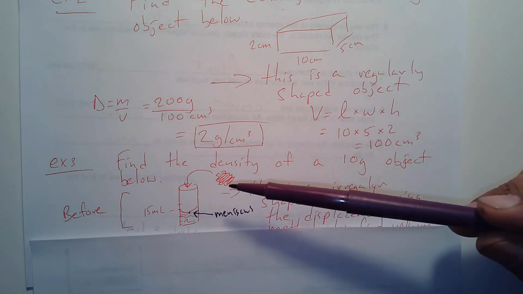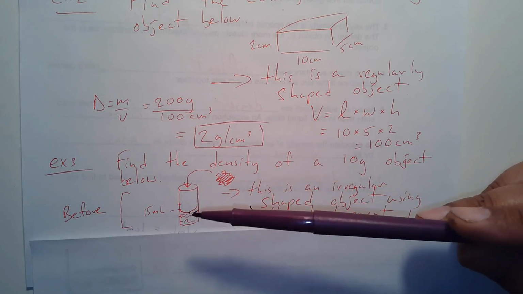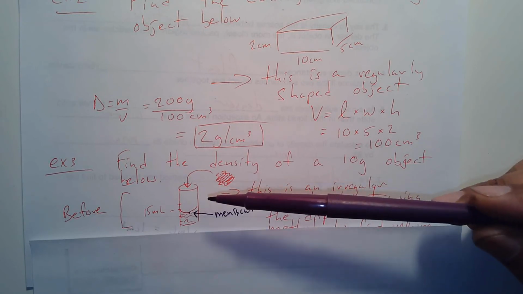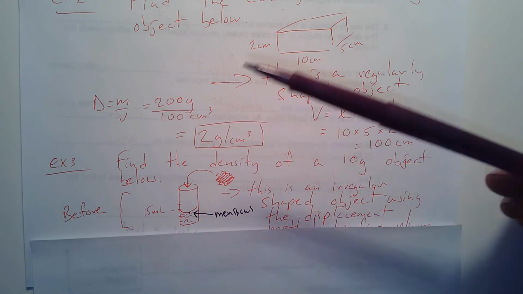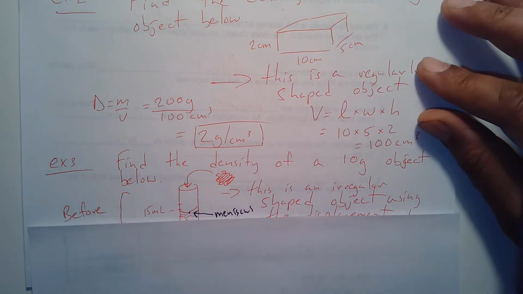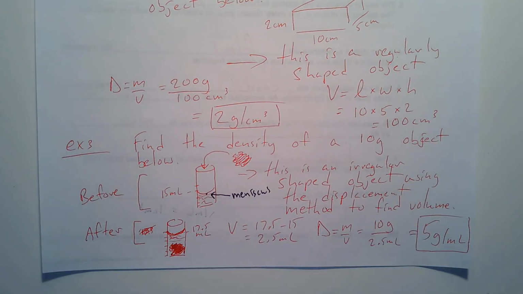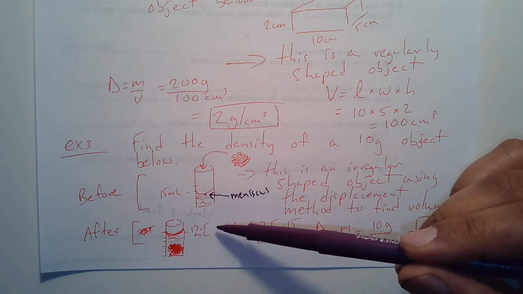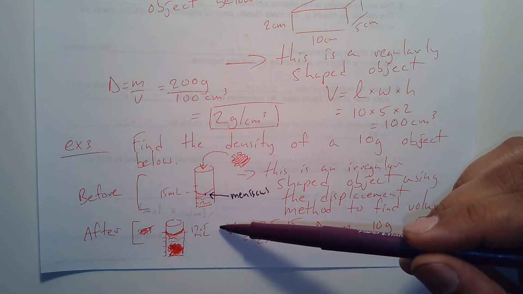So you take this irregularly shaped object, and you put it into this container that already has a measured amount of water in. It doesn't matter if it's 15 mils or 20 mils, it's still going to work, so long as this thing can completely submerge. This is your before, and then after you put that in, what you want to look at is how much it rises by. Now the water level rises, and let's say it goes to 17.5 milliliters. So you started with 15 and it went up to 17.5.